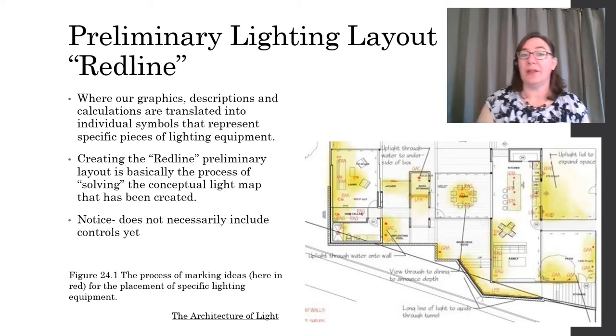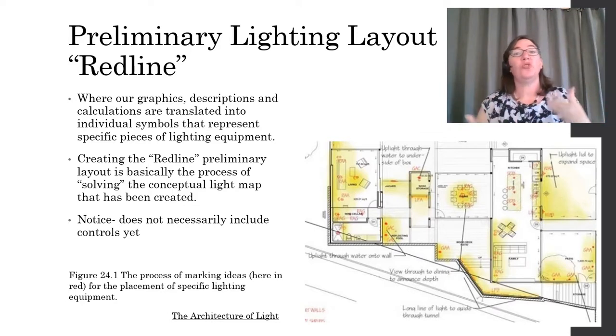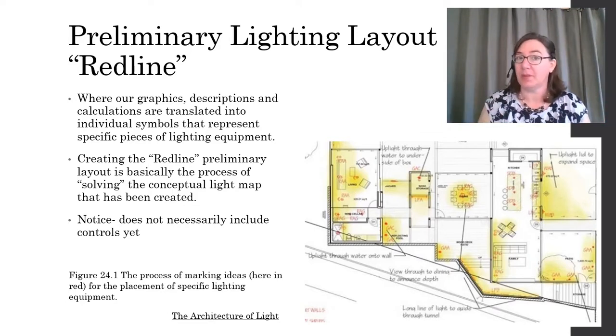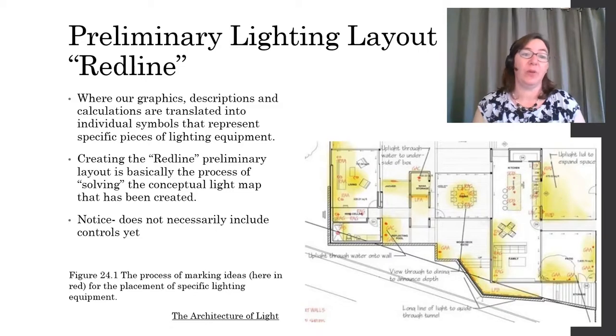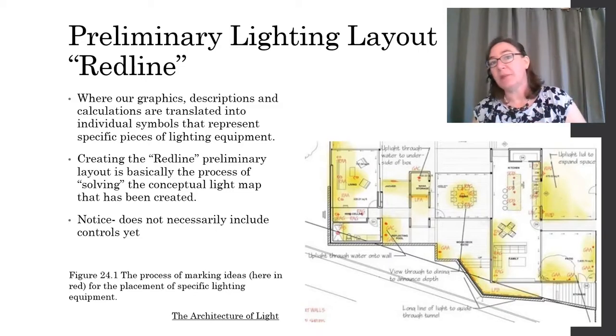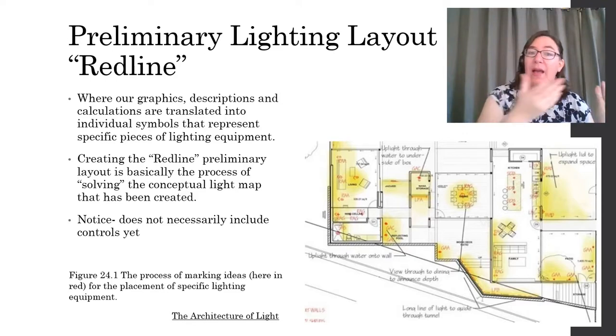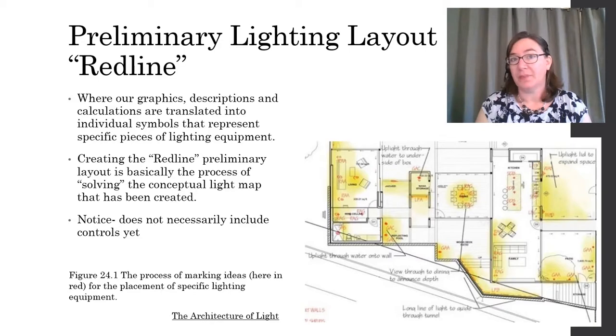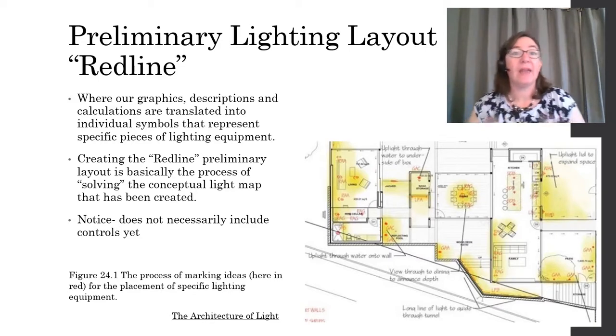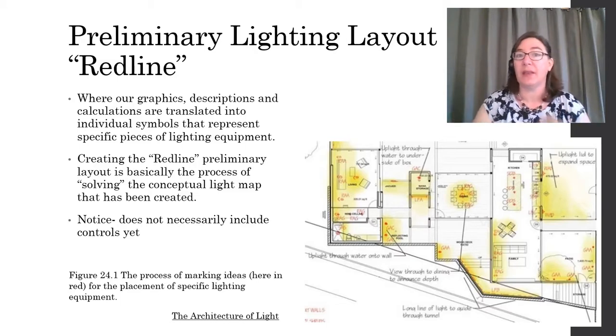So your preliminary concepts, your graphics, your light maps are finally going to be translated into individual symbols and specific pieces of equipment. So this red line process is basically solving the design that you laid out in your light map process. Notice it can include some ideas about controls, but it doesn't necessarily include the full design of controls yet.